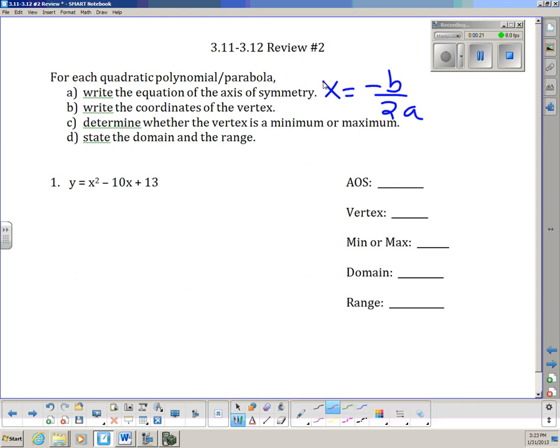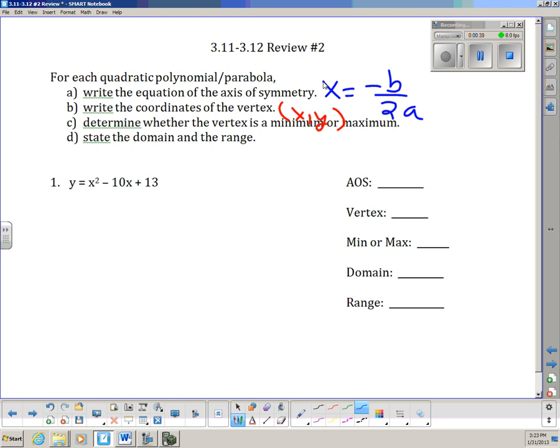You're going to have to write the coordinates of the vertex. Remember, the vertex is always an ordered pair in the form of x comma y. Determine whether the vertex is a maximum or minimum, and then state the domain and the range. So for this first particular one, we'll do everything algebraically first, and then we'll show you in the calculator how you can double check it.